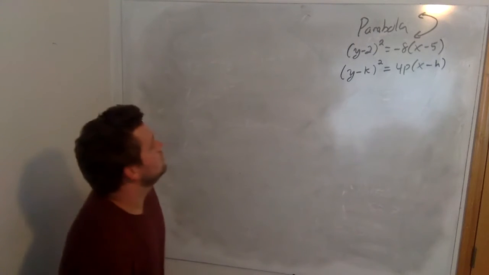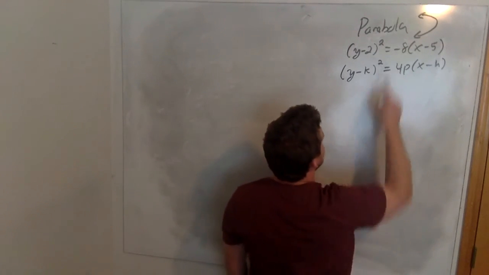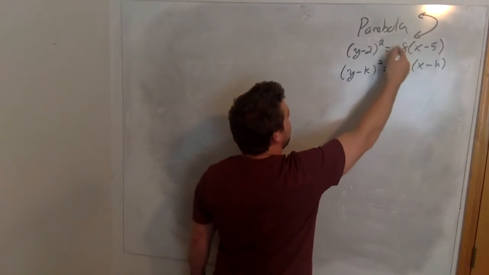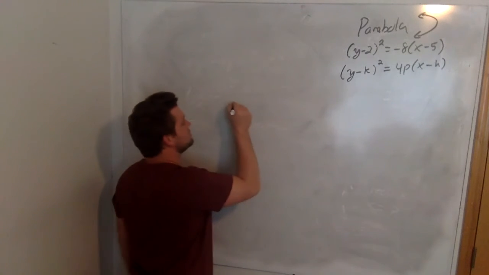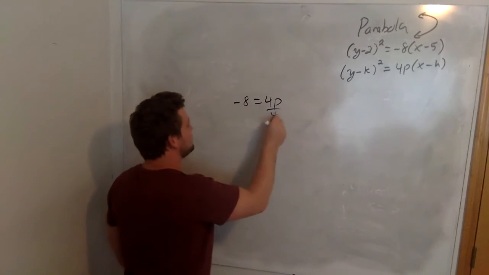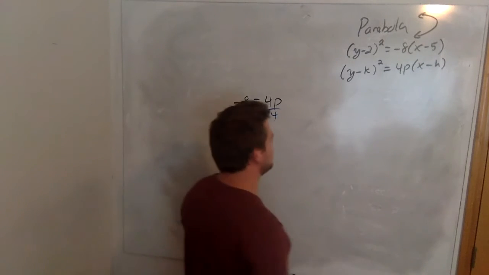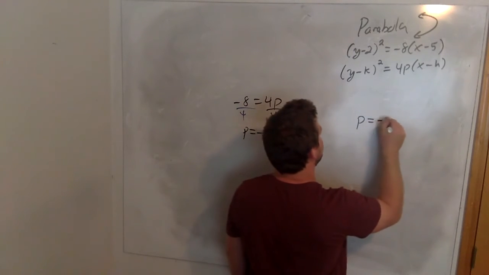Okay, so let's figure out what our p is. Well, notice here that you could either factor a 4 out of the -8, or you could say that -8 is equal to 4p. If we divide both sides by 4, we'll get that p will be -2, so that's a good thing to write. Our p will be -2.